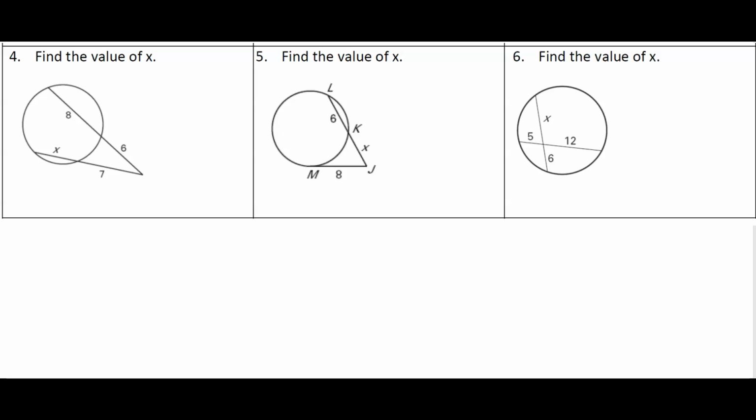Okay, now let's go over 4, 5, and 6. So for number 4, you have two secants, so it's going to be part times whole equals part times whole.